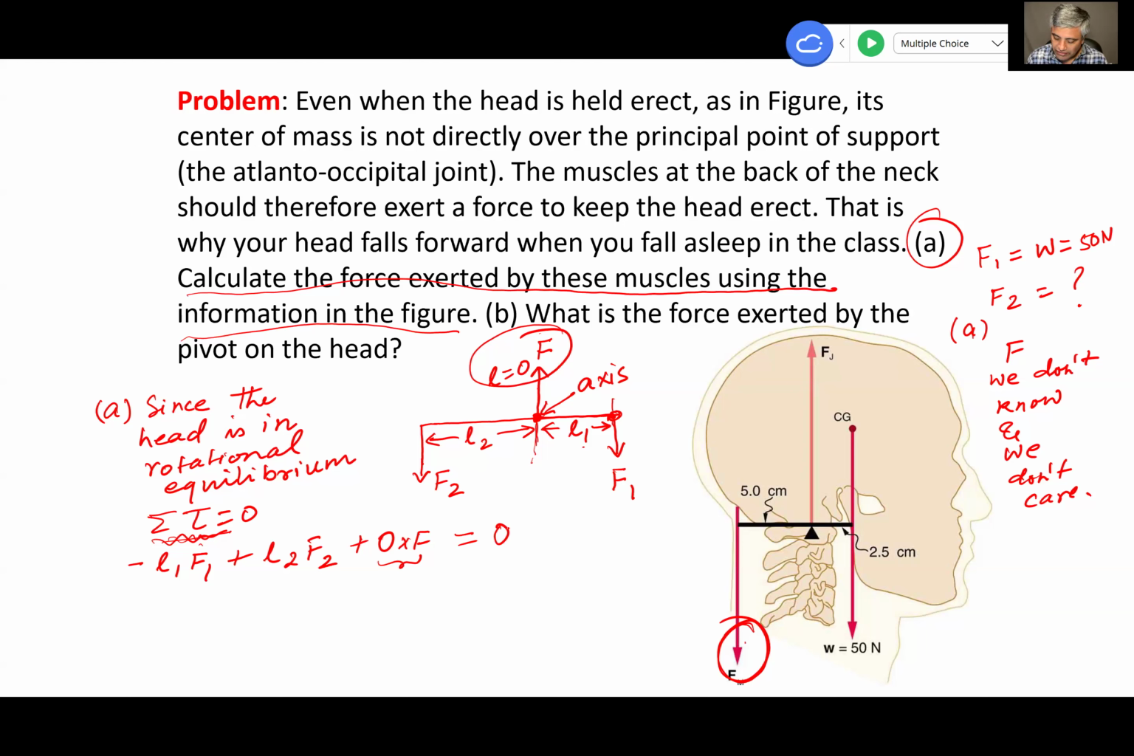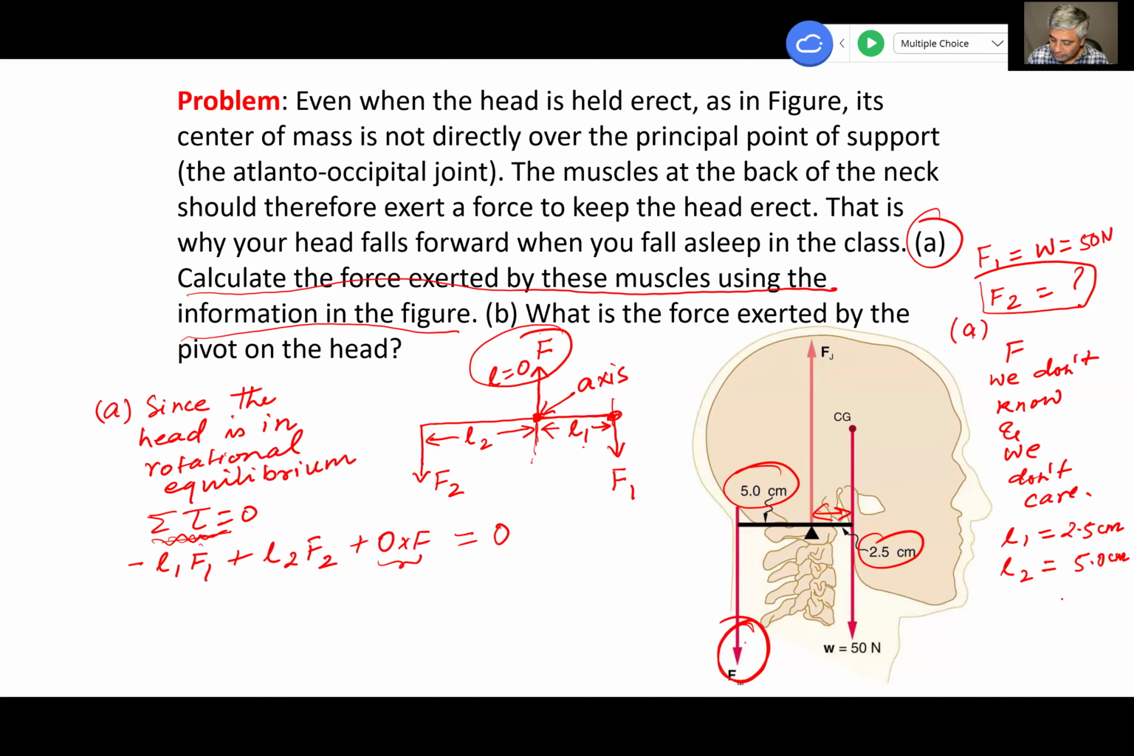So what are we looking for here? We are looking for F2. We know everything else. For example, what is L1? L1 is this 2.5 centimeter. And since both of them are in centimeters, they are going to be in a ratio and cancel. I don't need to convert to meters. If you like, you can convert it, but you don't have to in this case. And this is 5 centimeter.